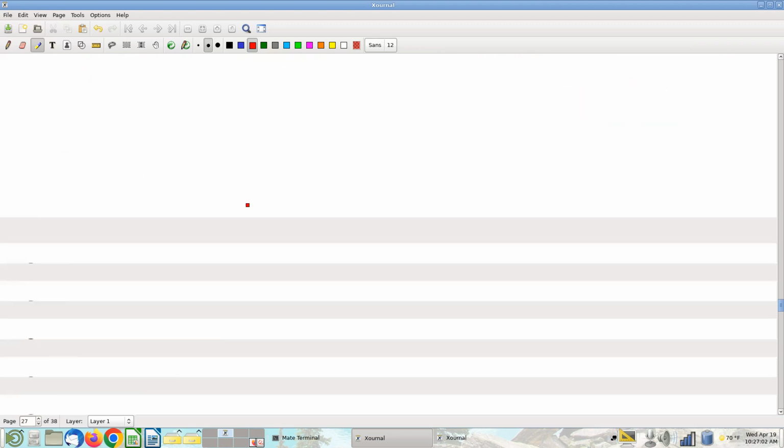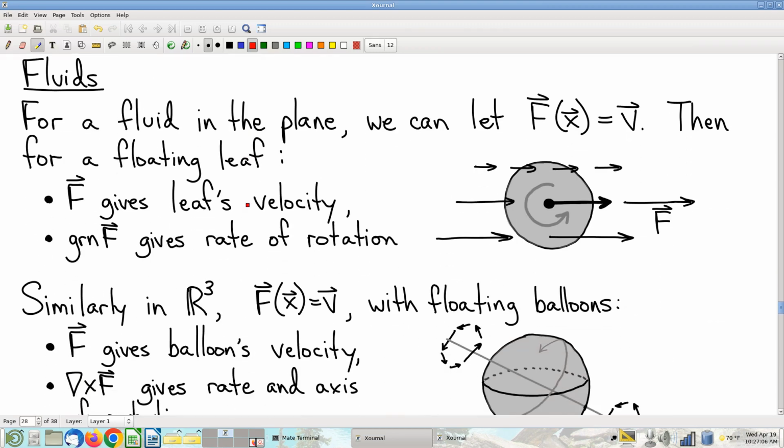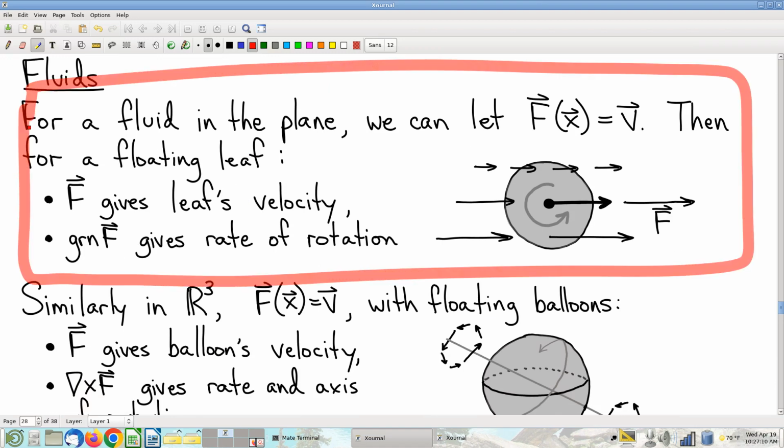Okay, so here are some physical manifestations of this. Now, I'm going to start with old news. We've already talked about this here. This was an interpretation of Green's theorem.